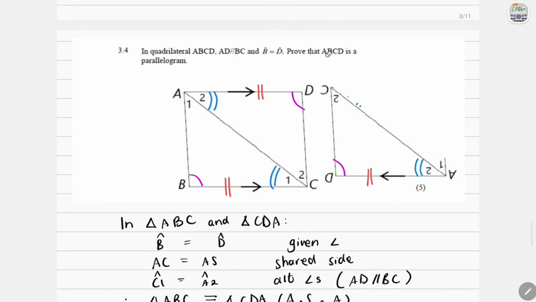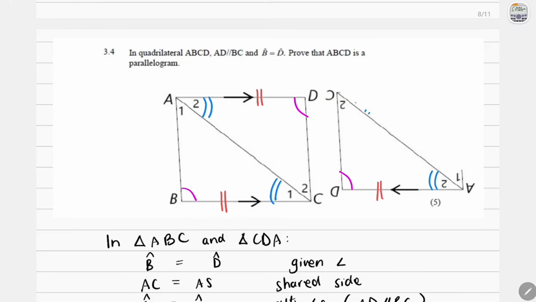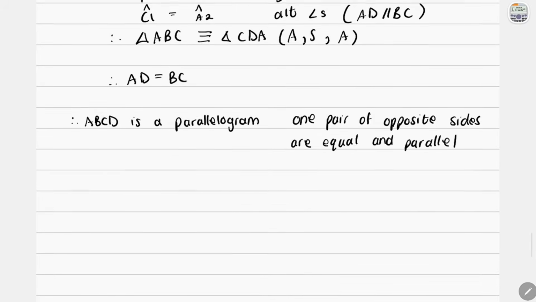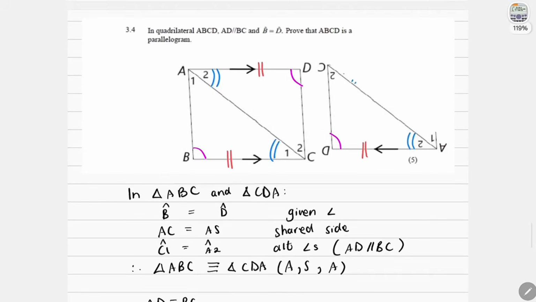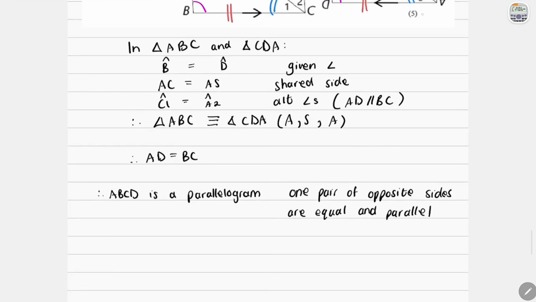So remember, we're just trying to prove that this is a parallelogram. So ABCD finally is a parallelogram. And the reason it is a parallelogram is because we have one pair of opposite sides being both equal and parallel. And there we go. And that is it for that question. And that's how we prove that. Moving on to the next question.